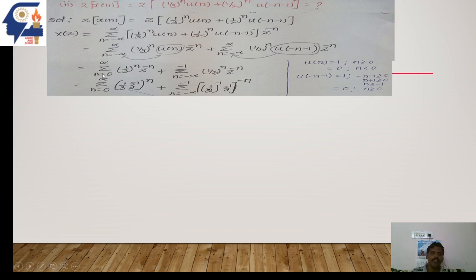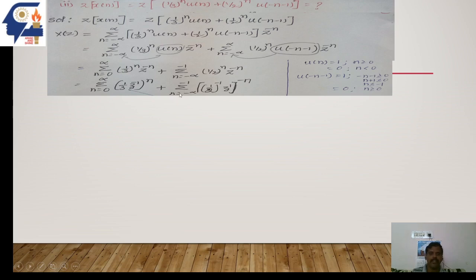Now, for the first one the summation is positive. I am going to convert this entire expression into something power n. So (1/3 z inverse) whole power positive n, and the limit is also plus n. Now for this one the limit is negative. Let me convert this entire expression to a whole power minus n first. After that I will change the minus sign.